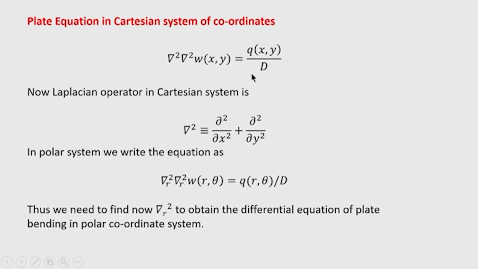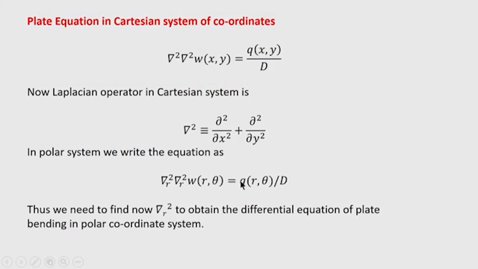Now, our intention is to change the Laplacian operator to the polar coordinate system. So, the equation of the plate in transformed form can be written as del r square operated on del r square w, where w is a function of r and theta and q is also a function of r and theta. D remains the same, whether you change the system of coordinates, it will not differ. Now, here you can see that w and q, which were previously functions of x and y, now become functions of r and theta.